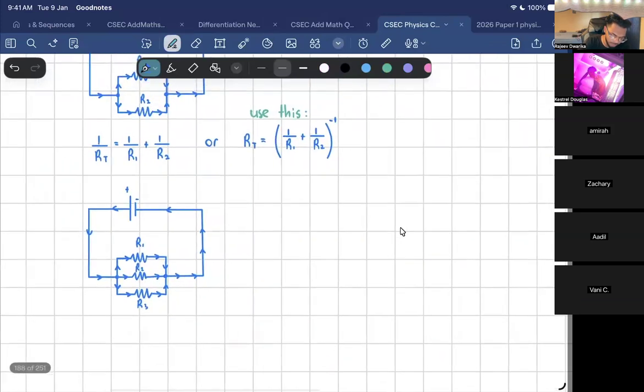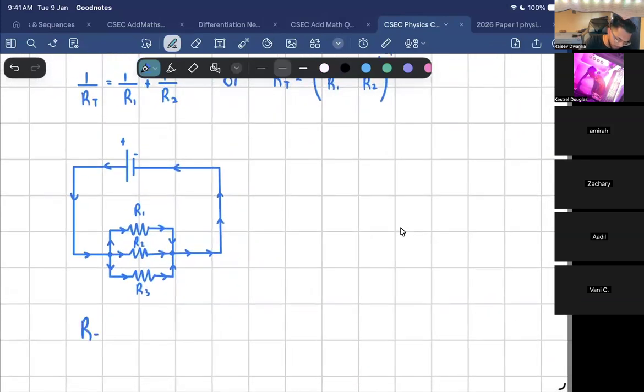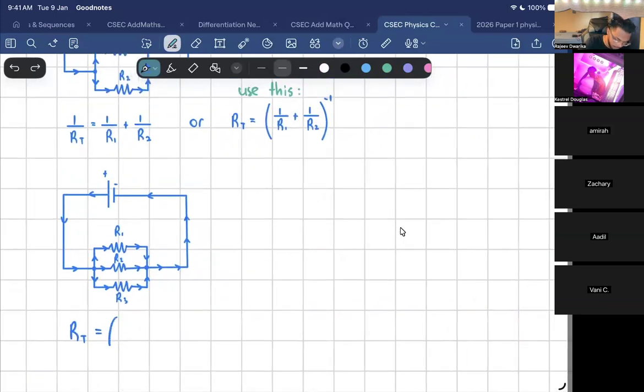So you're probably wondering, how are you going to find RT over here? Same way. I would say 1 over R1 plus 1 over R2, and somebody else finish it from there. I'm waiting. Somebody. 1 over R3, right, 1 over R3. Close bracket to what power?